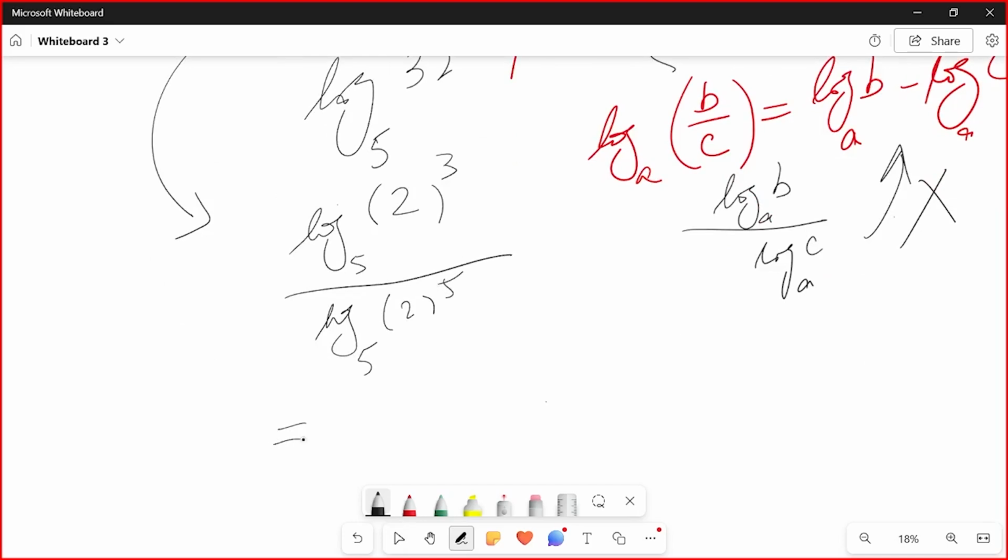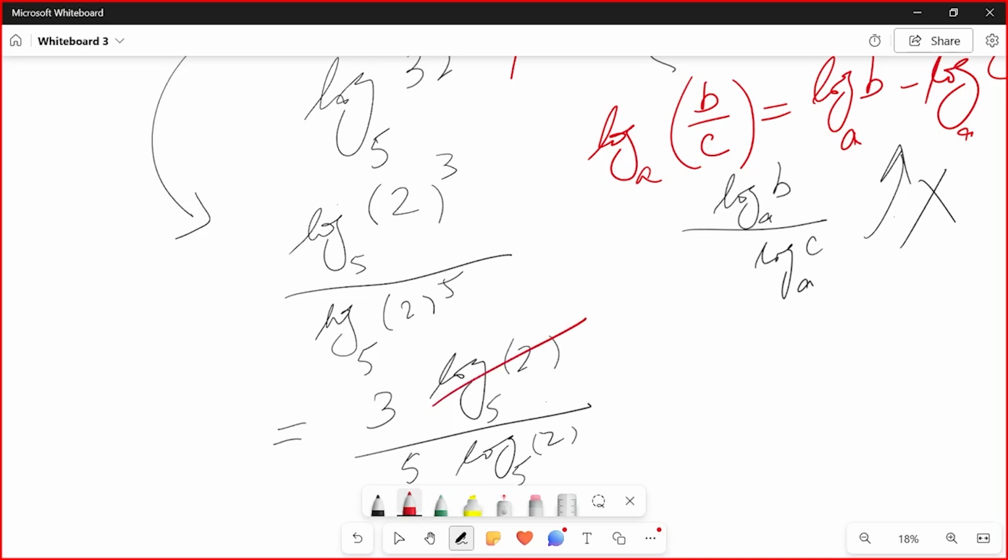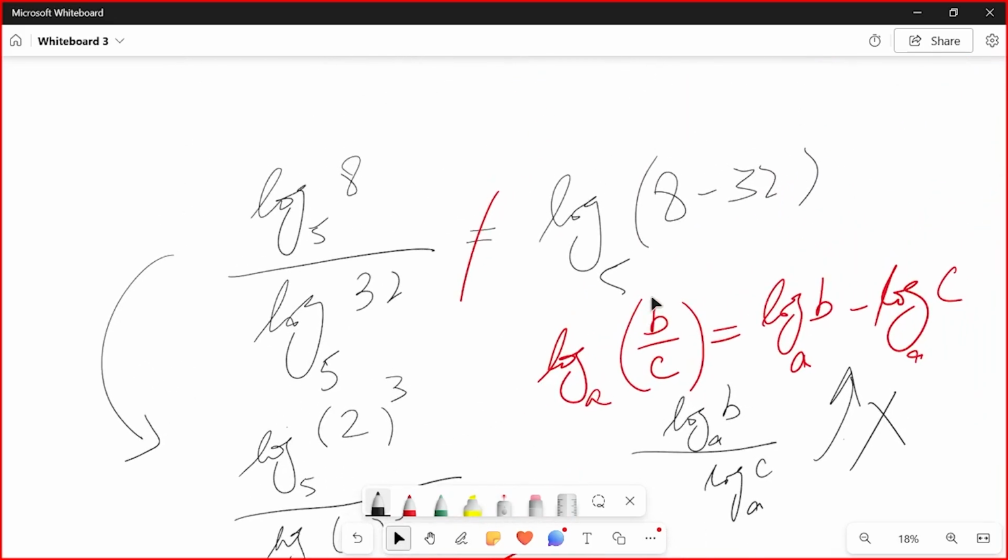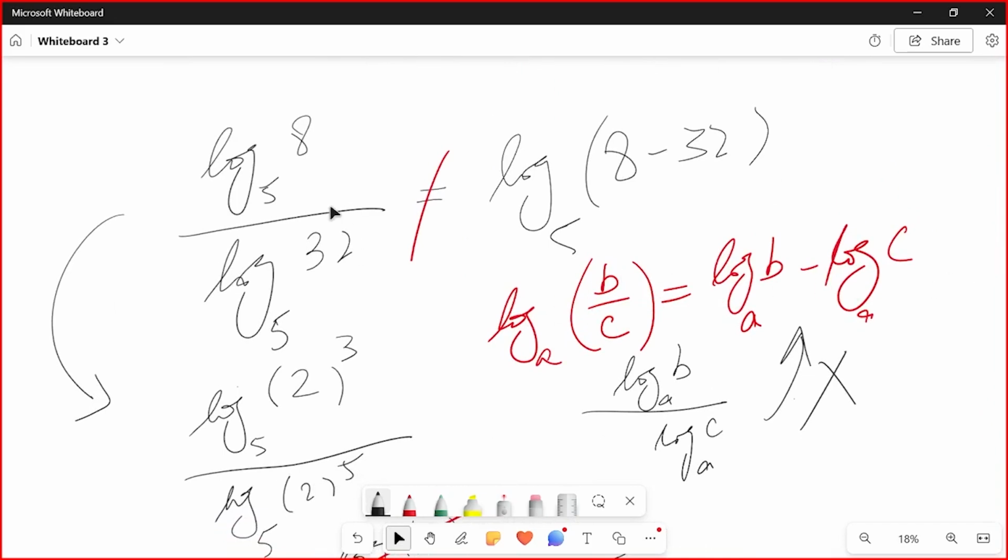And now we can write this as 3 log of 2 to the base 5 divided by 5 log of 2 to the base 5. Now we have something common, so we get the answer 3 over 5. Interesting, isn't it? The answer is completely different. That's a mistake which many students make. So just remember that this thing is totally different than this.